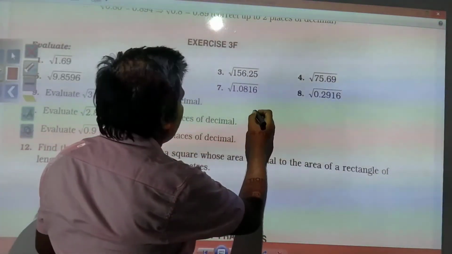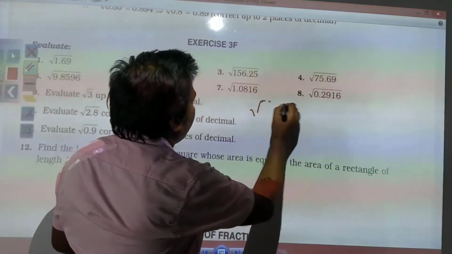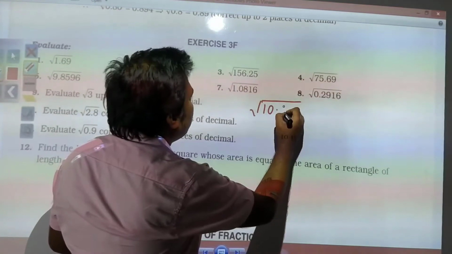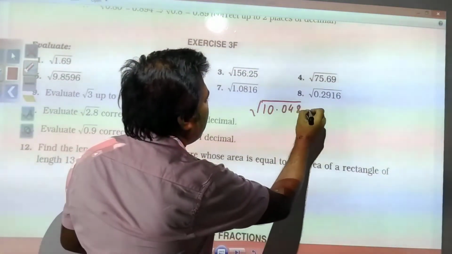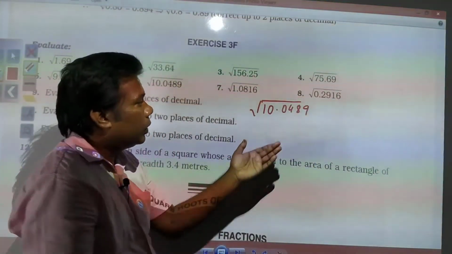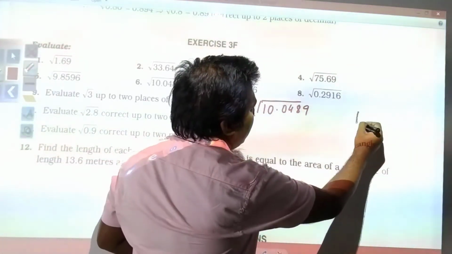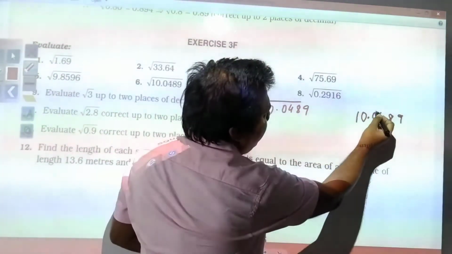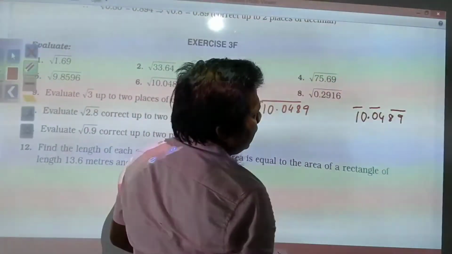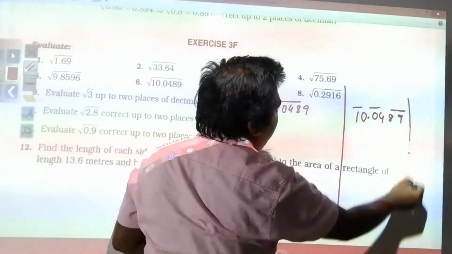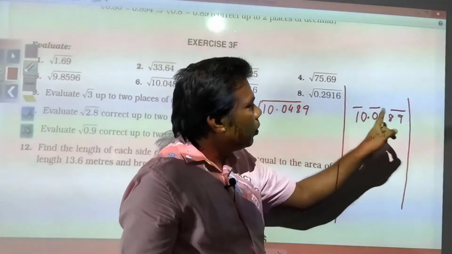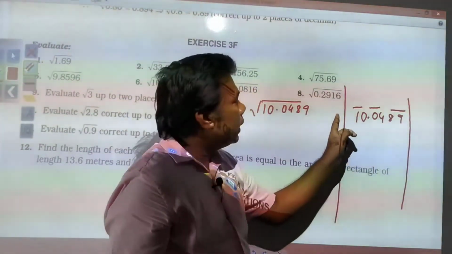Suppose question number 6 we have taken. Root under 10.0489. So here you see 10.0489, make pairs like this. Now you need to divide this. Here you see 3 3s are 9, 4 4s are 16. So 3 times we will take.